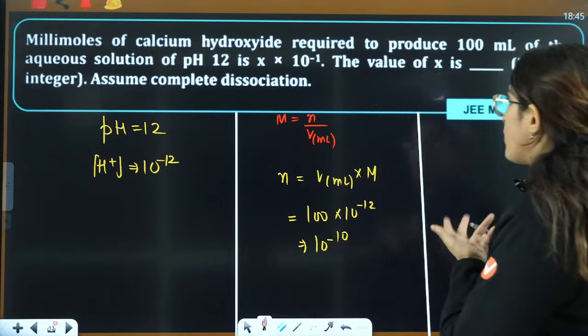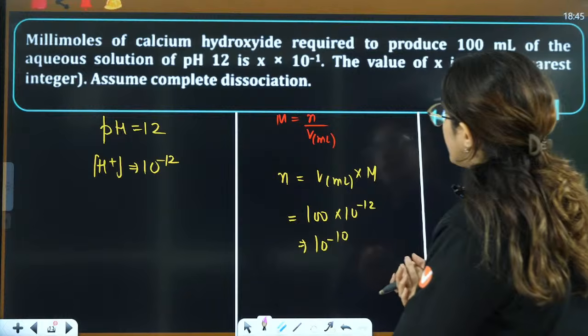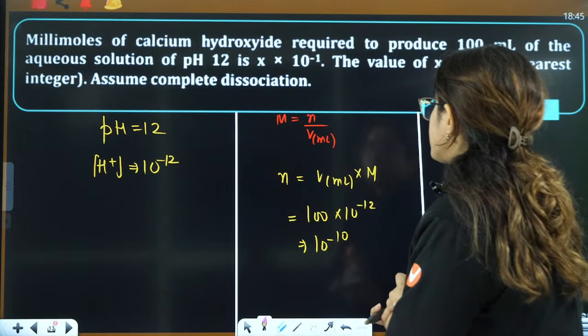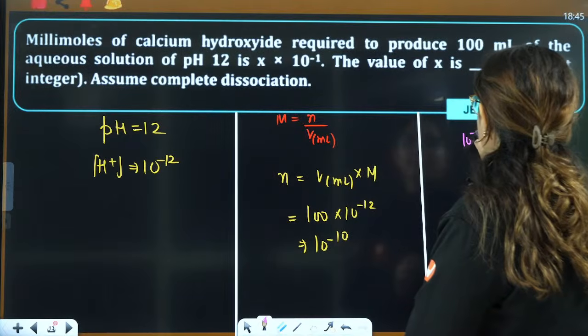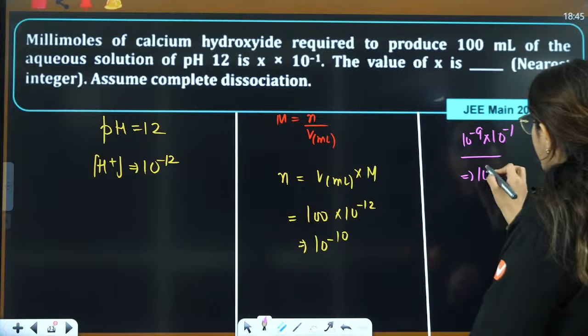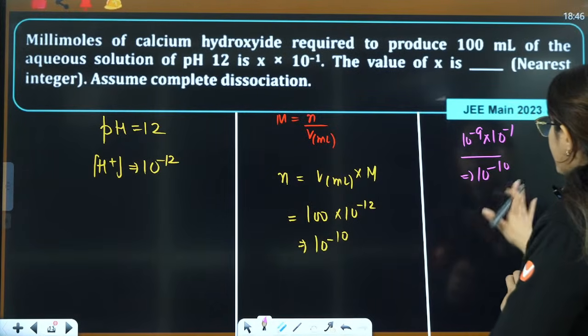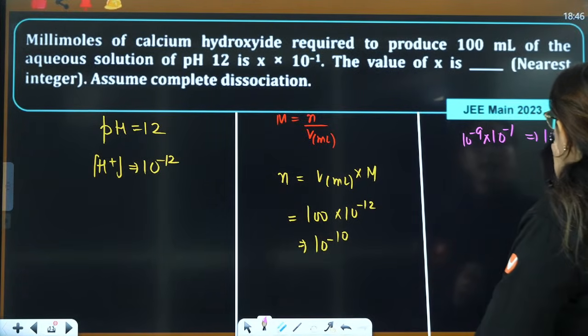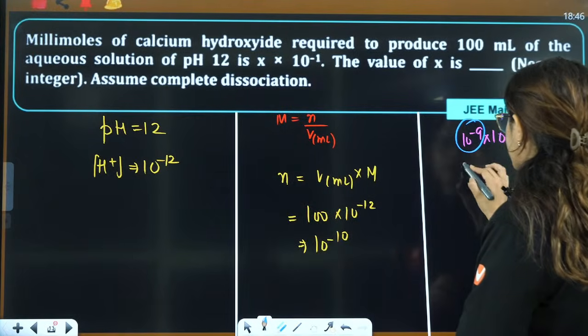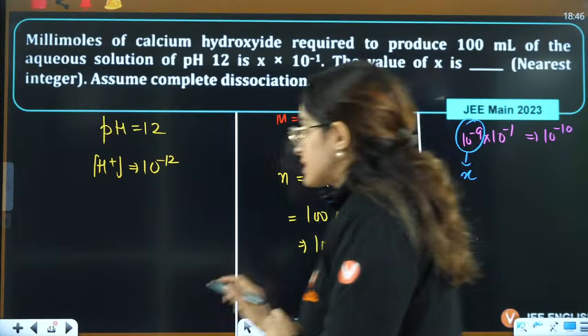Convert 10 raised to power minus 10 into this value. If it is 10 raised to power minus 9 multiplied by 10 raised to power minus 1, that is equal to 10 raised to power minus 10. 9 plus 1 is this. So you can say this is the value of x, right? Let us see, right?